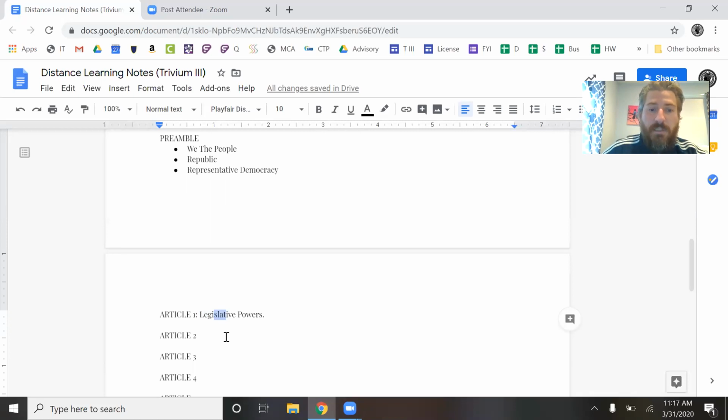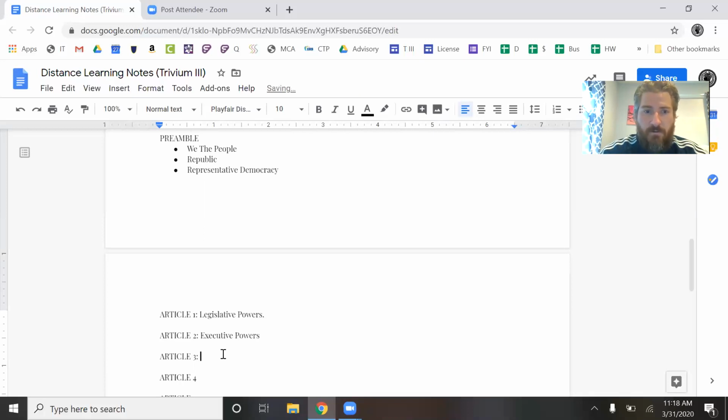Okay, classical roots again. Article 2, executive powers. The executive branch is the president and all of the departments that he or she runs. So the Department of Education, Department of Defense, Treasury Secretary, all of those things are under the executive branch. We'll go into the executive branch in a couple of days.